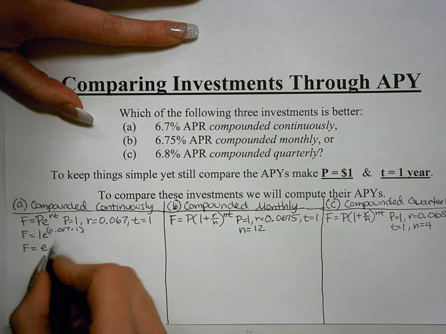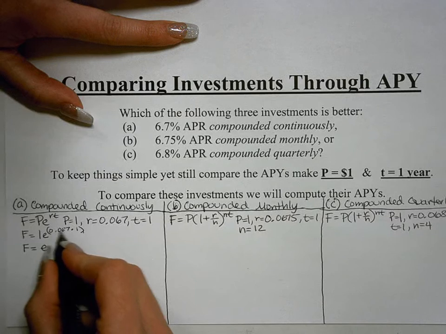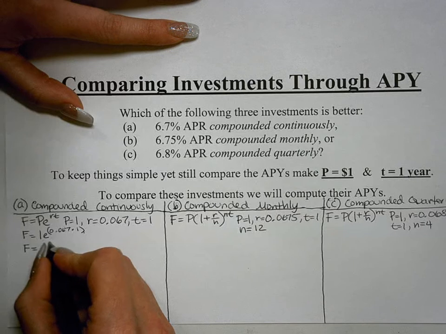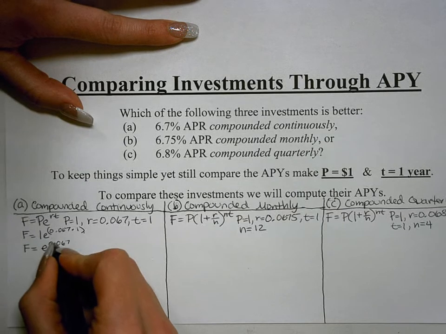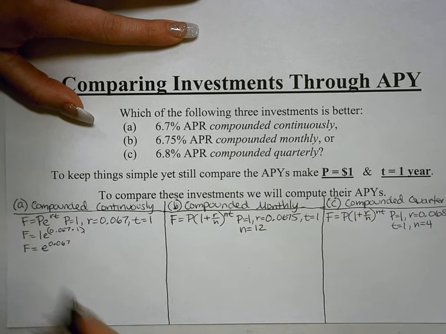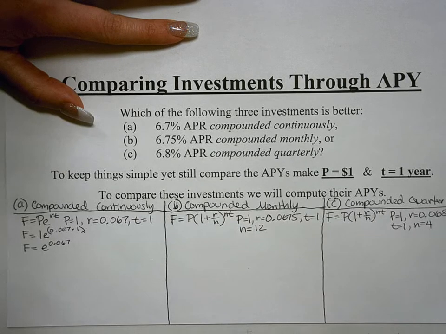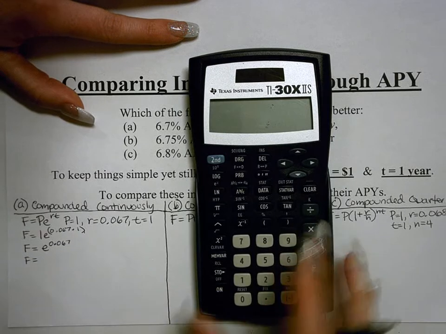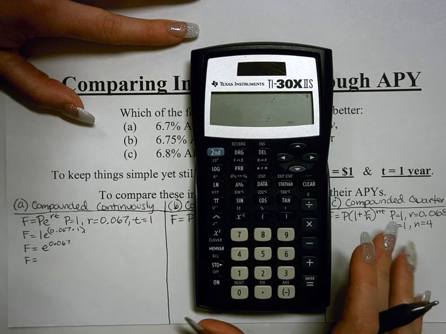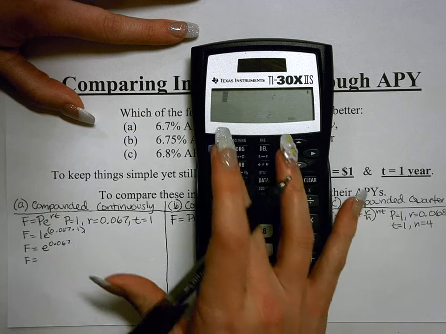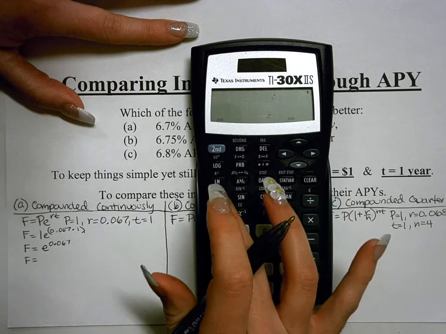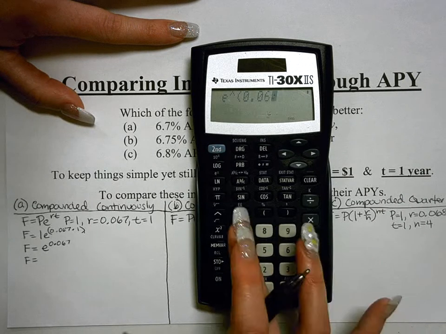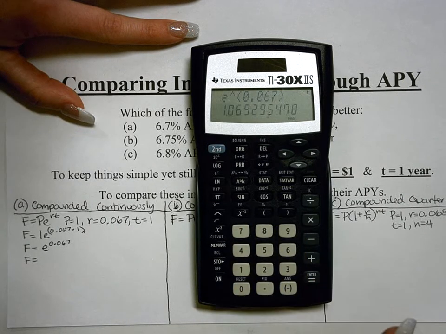I'm going to simplify this. e raised to the 0.067 times 1 is just 0.067. So that's what I'm going to write, 0.067. And then we just need to figure out, well, what is e raised to the 0.067 power? So I'm going to use my calculator and find the e. The e, remember, is found under this second ln, and then just put in 0.067, close the parenthesis, and hit enter.